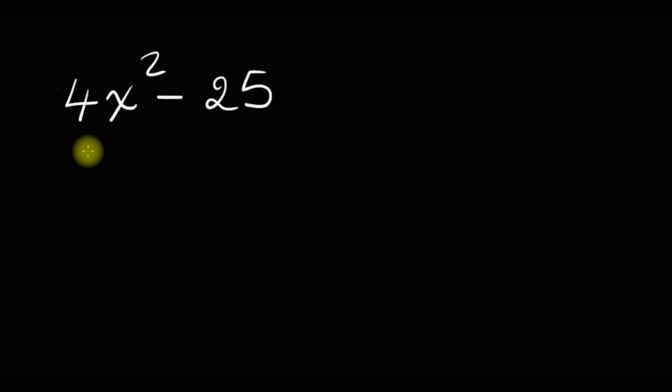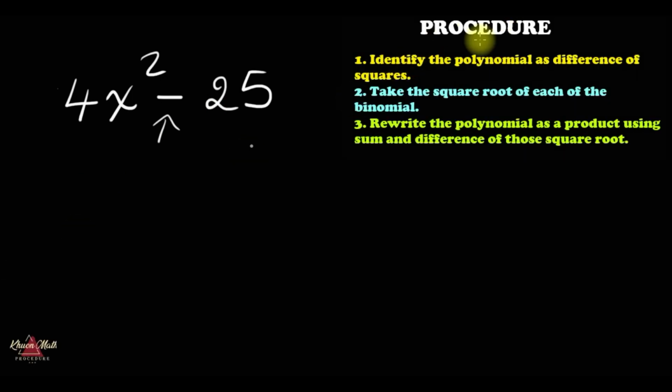So we have to identify if this is a difference of two squares. Well, let's see. We've got a binomial. We have 4x squared, which is a perfect square because 2x times 2x is 4x squared. 25 is a perfect square because 5 times 5 is 25. And then you also have a difference. So yes, you have a difference of two squares. So let's go ahead and factor this with the procedure. The procedure is right here. Step 1 is to identify the polynomial as a difference of two squares. We did that.